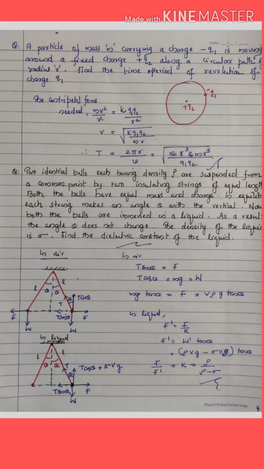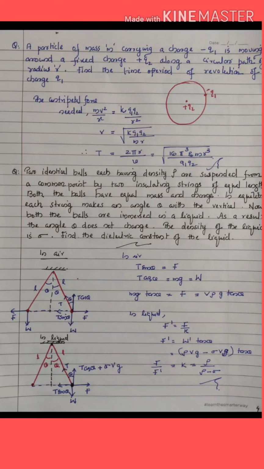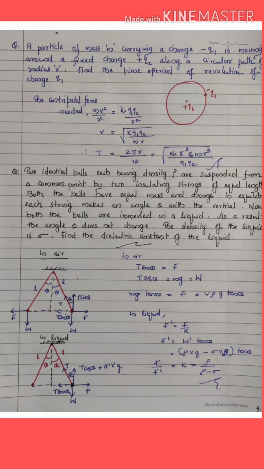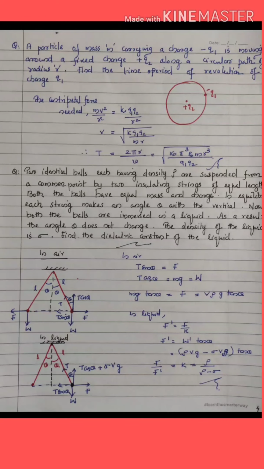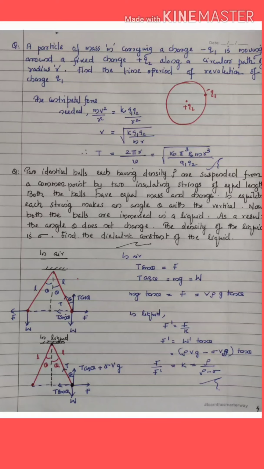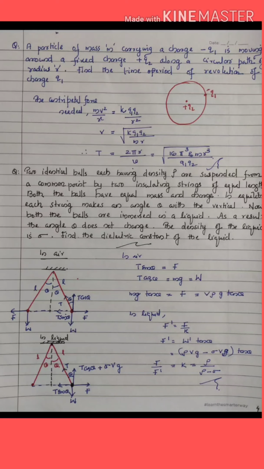We can replace m with the volume times the density of the body. But inside the liquid, keep in mind there is an additional force of upthrust acting. From Archimedes principle, we can write the upthrust as the volume into the fluid density into g, and hence the resultant force becomes the actual weight minus the upthrust, into tan theta. So if you divide the two, you get the concept.